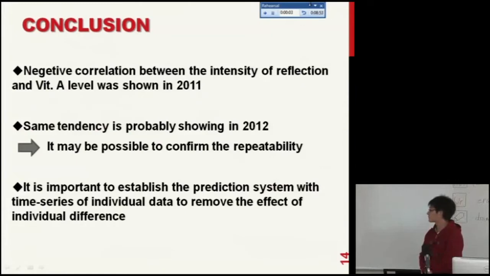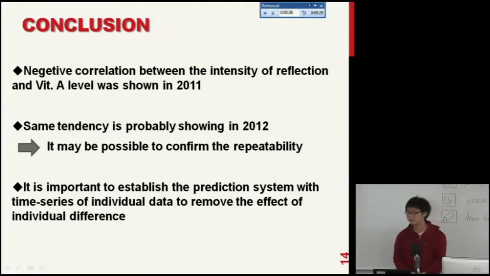Here is the conclusion. Negative correlation between the intensity of reflection and vitamin A level was shown in 2011. And the same tendency is probably showing in 2012. So that means it may be possible to confirm the repeatability. However, the period to monitor the vitamin A level is maybe too short. So we have to continue this experiment and monitor longer and longer.